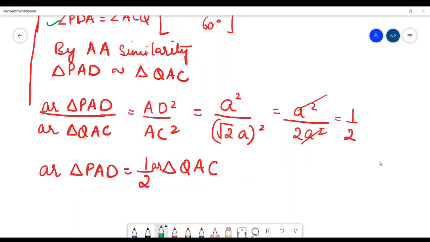AD square upon AC square is equal to, we had the value AD upon AC, we had A square upon root 2A whole square. A square gets cancelled. We have proved that area of triangle PAD is half of area of triangle QAC. Is that clear, children? Now let us move on to question number 8.